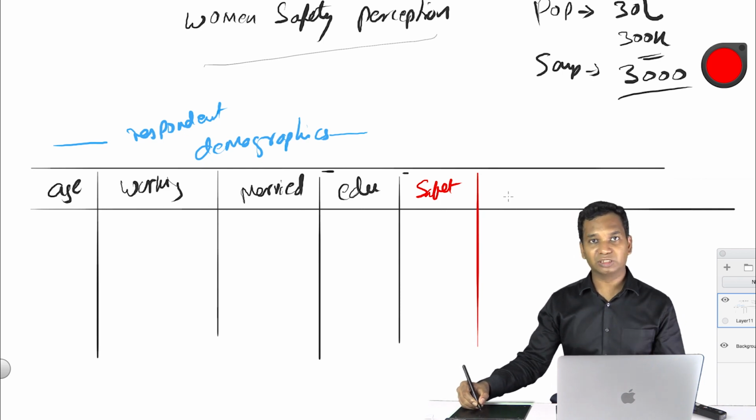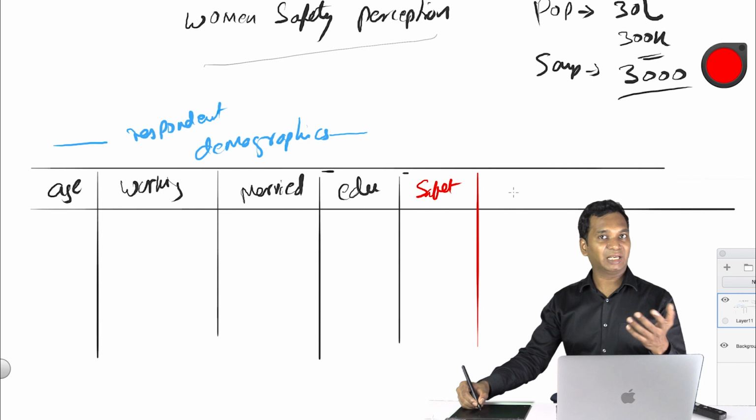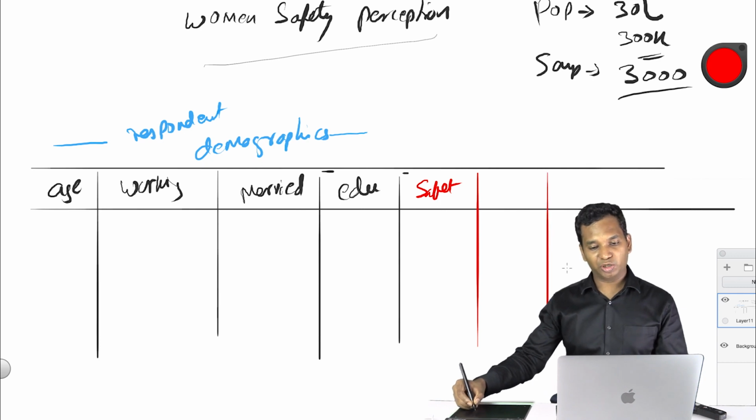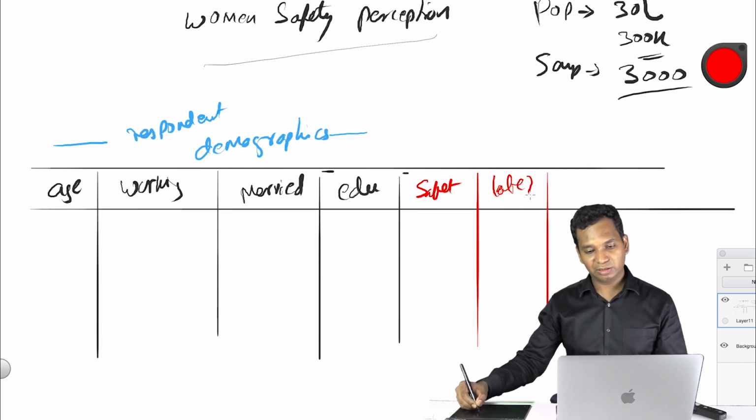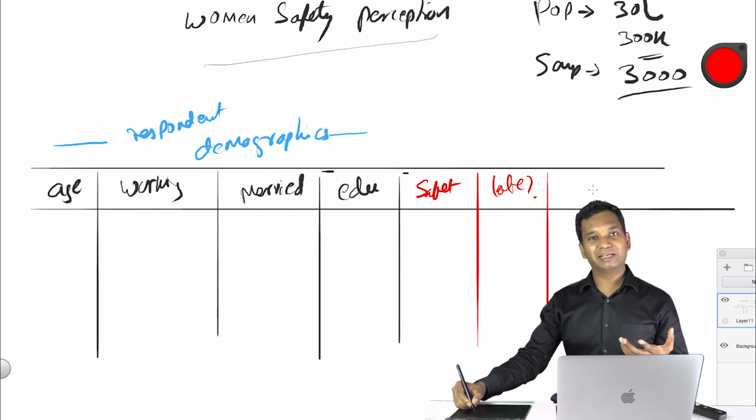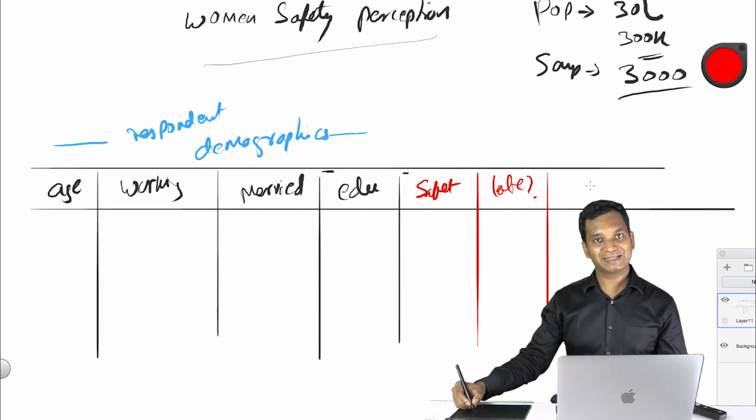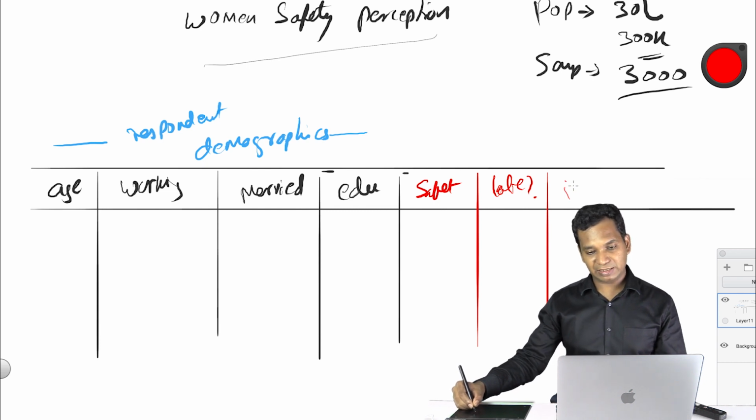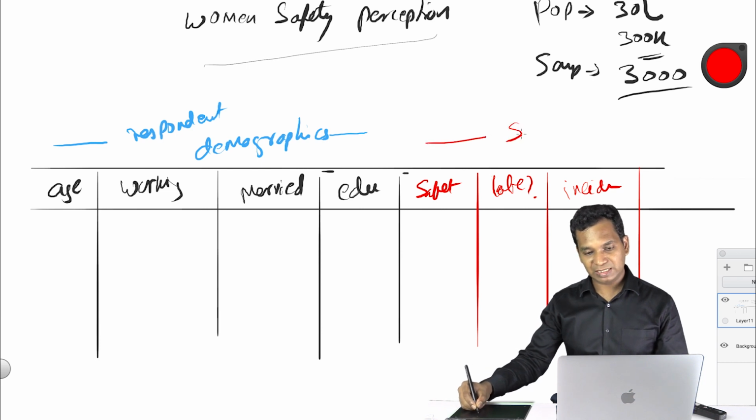Do you feel comfortable going out alone late at night? All right. Or have you heard of any incidents in the past 6 months regarding women's safety? So any incidents, and many other questions related to that. These are specific to the survey we are doing.